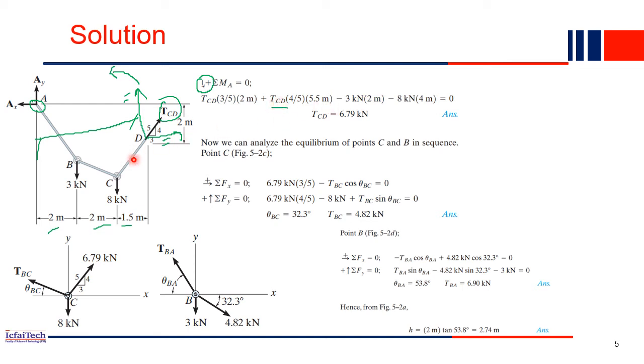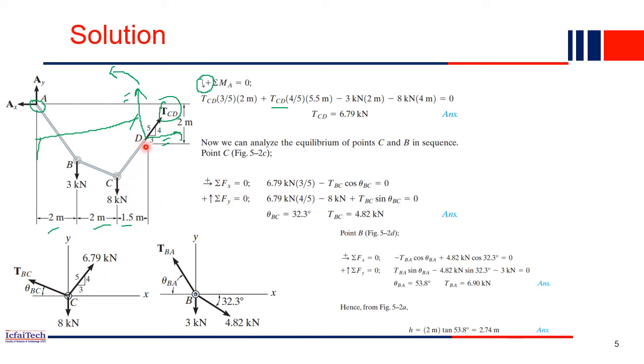So now we already computed the value of TCD. Next we have to compute the other member forces, so we'll apply the method of joints. One by one, we'll traverse the joints and find all the unknown forces. So let's do it.